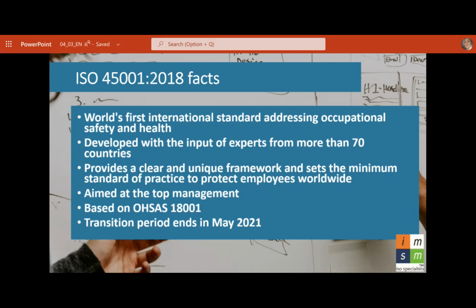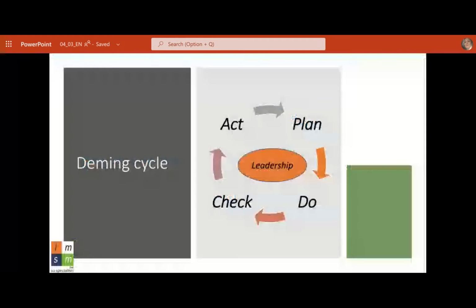But basically, I think with this framework, it is an international standard, and no matter where you go in the world, people are using ISO 45001. And we have here the Deming cycle.